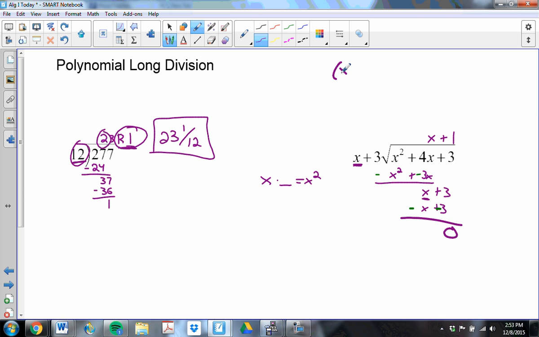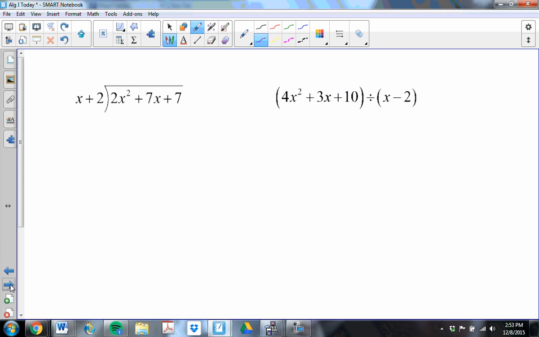Really, this means that x plus 3 times x plus 1 would give me x squared plus 4x plus 3. And if you think about division as a process of factoring, it makes perfect sense. X plus 3 is a factor of this, and x plus 1 is a factor of this because there was no remainder. There was nothing left over when we tried to divide them. Okay, we'll do a couple more that get a little bit more complicated, and this will be all.